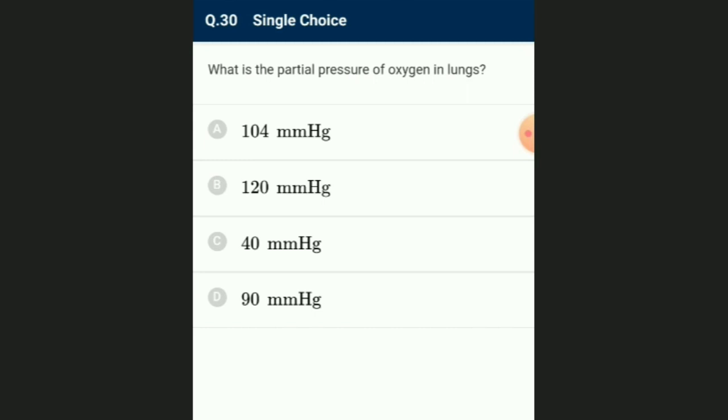There is a partial pressure gradient for the movement of oxygen from lungs to blood. A gradient of partial pressure is present from alveoli to blood as the PO2 in the alveoli and blood capillary is 104 mmHg and 40 mmHg respectively. So in the alveoli 104 mmHg, in blood capillary that is 40 mmHg. So the answer for this question is option A. The partial pressure of oxygen in lungs is 104 mmHg.